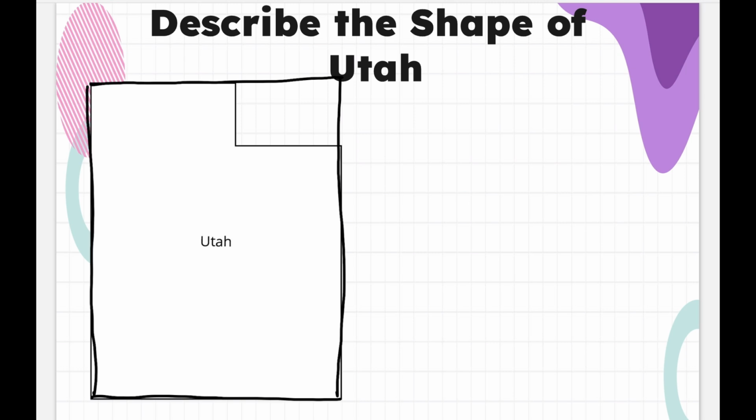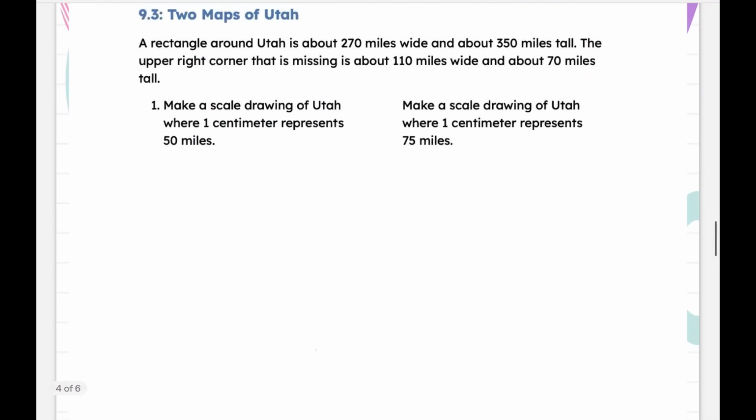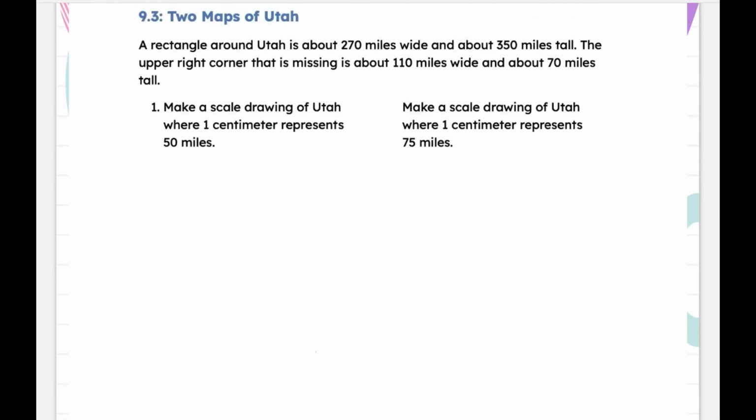And when we do that, we know that there is this chunk of that rectangle taken out because that is part of Wyoming. The reason I want us to think about Utah in this particular way is because I'm about to give you some measurements. On your paper, you're going to see it. The rectangle around Utah is 270 miles wide and about 350 miles tall. The upper right corner that's missing is about 110 miles wide and about 70 miles tall.